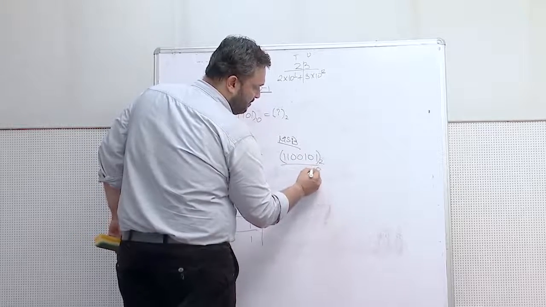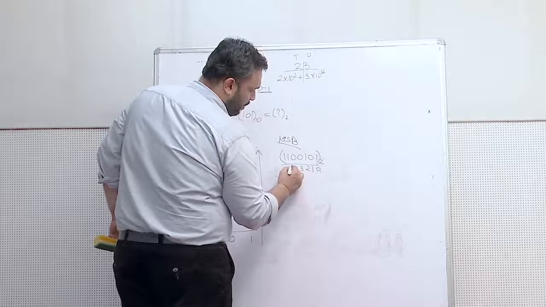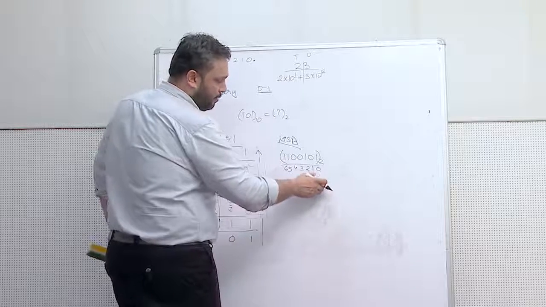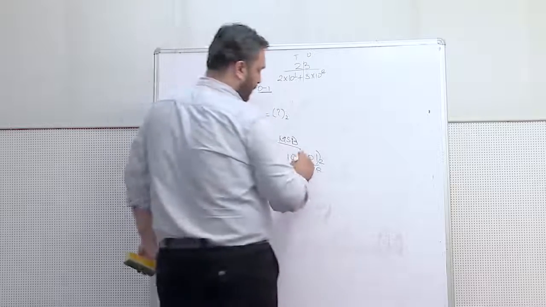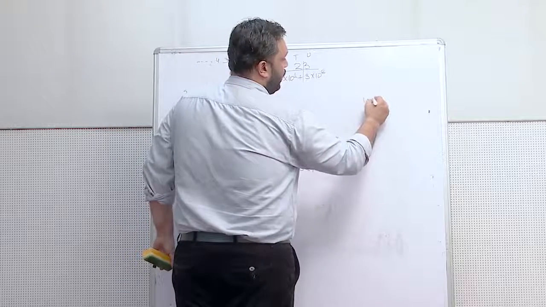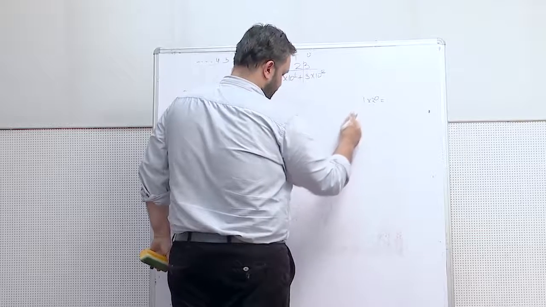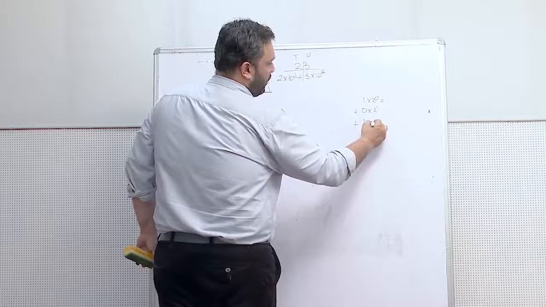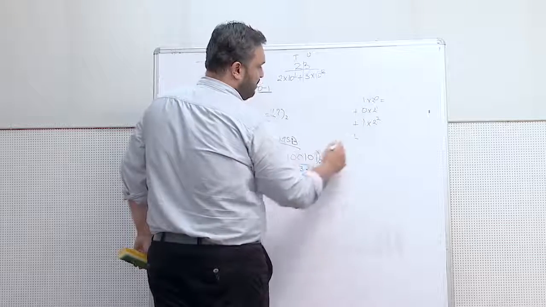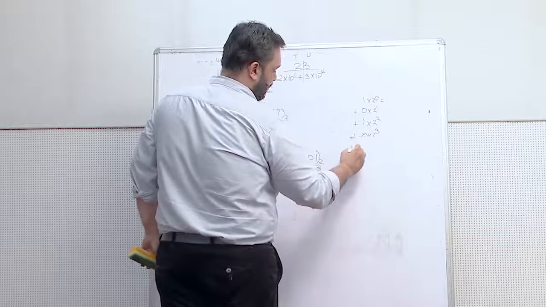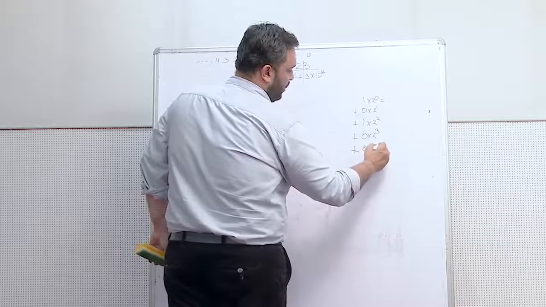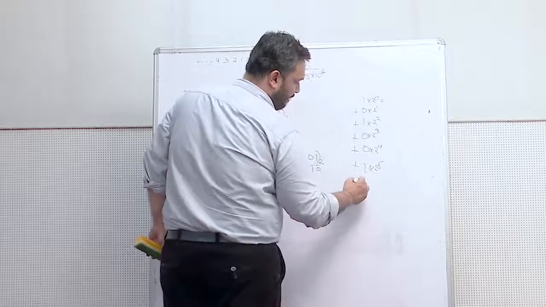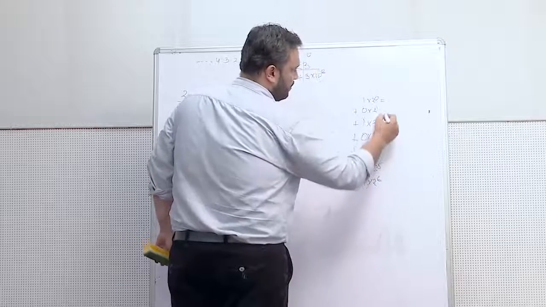Positions as usual, position 0, 1, 2, 3, 4, 5 and 6. So there are 7 bits in this binary number with the positions 0 to 6. So let's multiply each one of them. So 1 into 2 raised to power 0 plus 0 into 2 raised to power 1 plus 1 into 2 raised to power 2 plus 0 into 2 raised to power 3 plus 0 into 2 raised to power 4 plus 1 into 2 raised to power 5 and finally 1 into 2 raised to power 6.